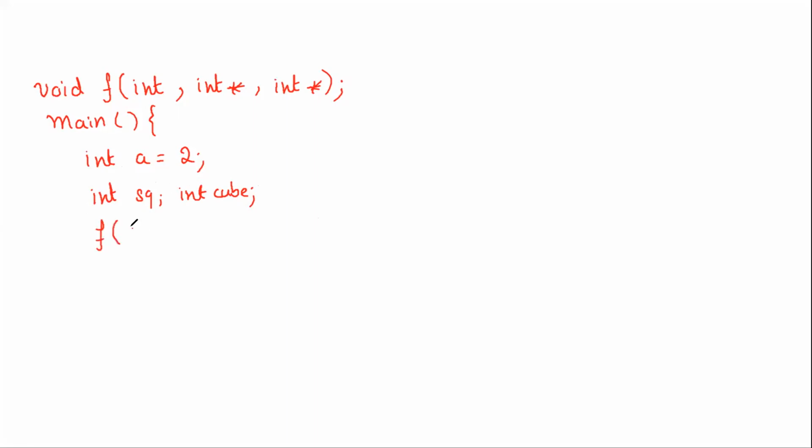Now if I have to call this function, you simply write the name of the function. The first one is an integer, so you simply write a. The second one needs an address, so you have to write the address of some variable. And the third one is also an address, so I write something like this. At the same time, let's start writing the body of the function so that we can correlate both of these and discuss further.